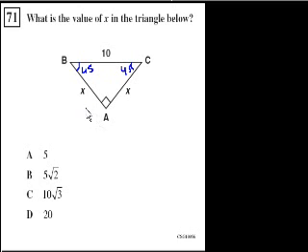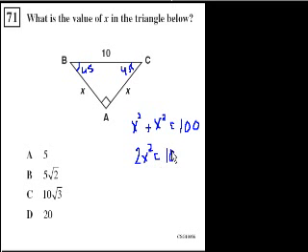So what does the Pythagorean theorem tell us? It tells us that this side squared, so let's say x squared, plus this side squared, plus x squared, is equal to the hypotenuse squared, is equal to 10 squared, which is 100. So we get 2x squared is equal to 100. x squared is equal to 50, right? Dividing both sides by 2. And then what does this turn into? So we can say x is equal to the square root of 50.